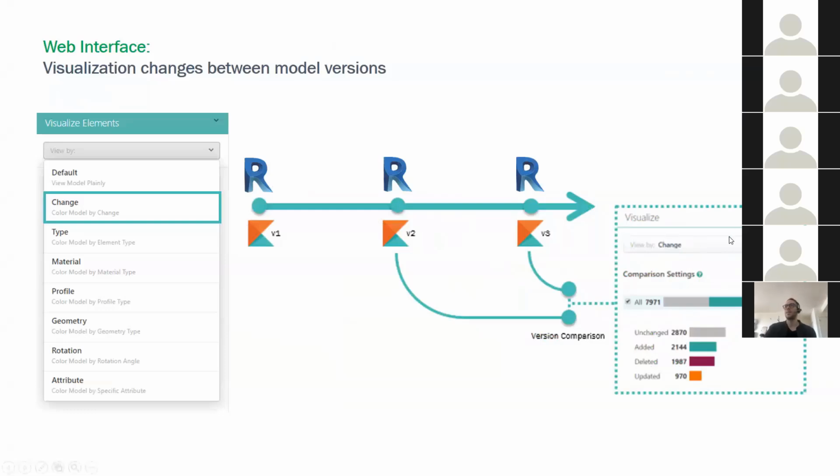And this is something you can do quickly by just clicking on view by change and then being able to compare between different versions of any particular model you develop in Konstru, no matter how many times you update it. You can compare version 1 to version 15, it doesn't matter.